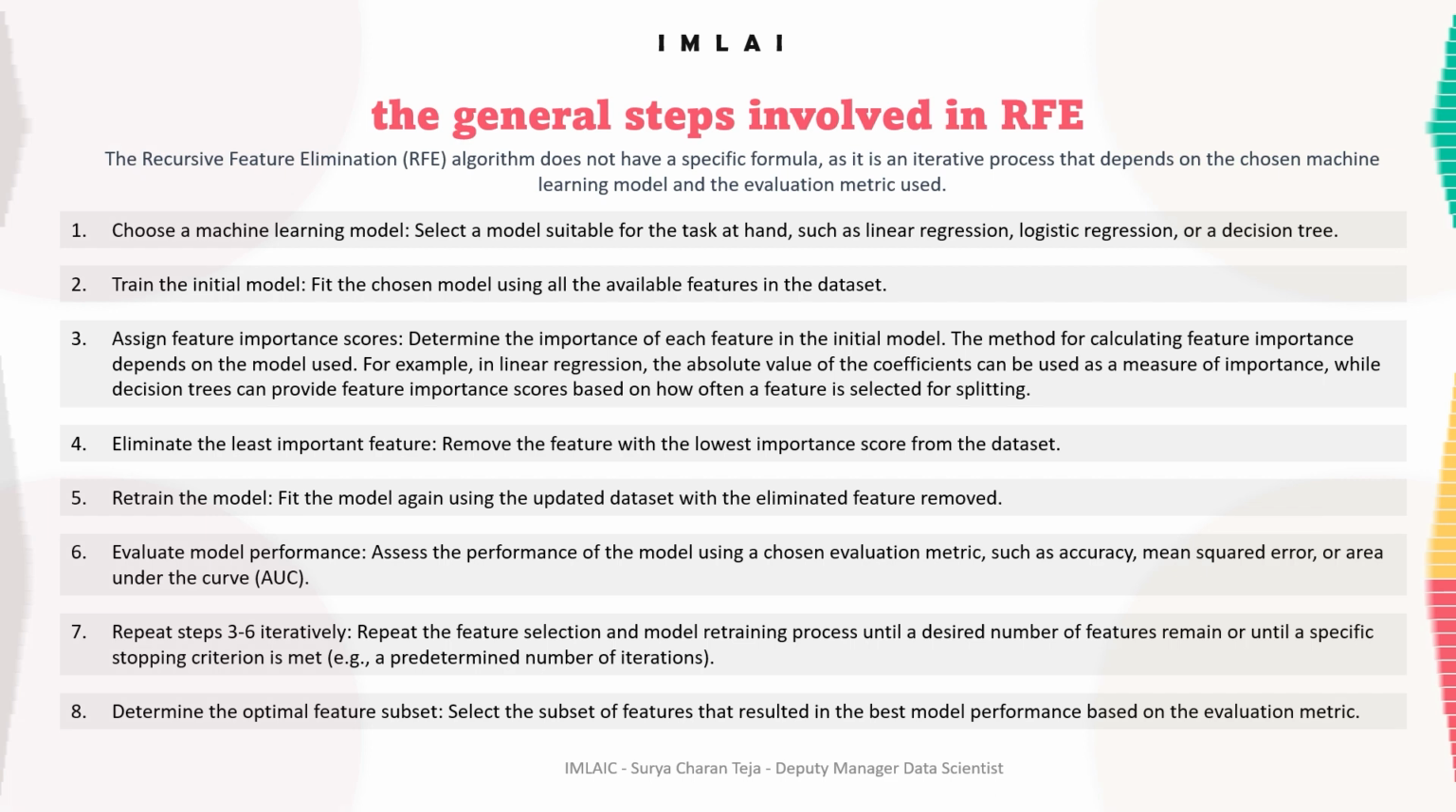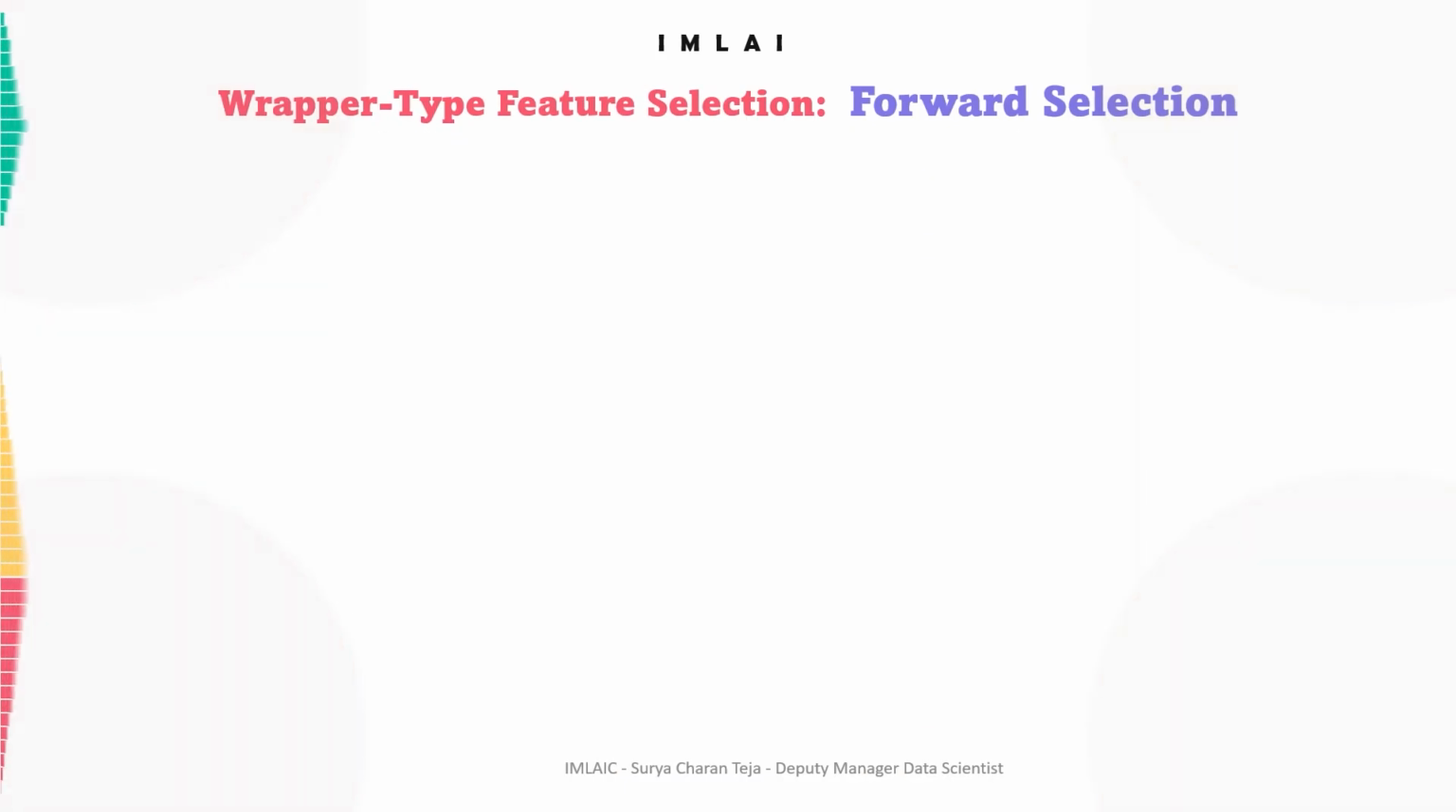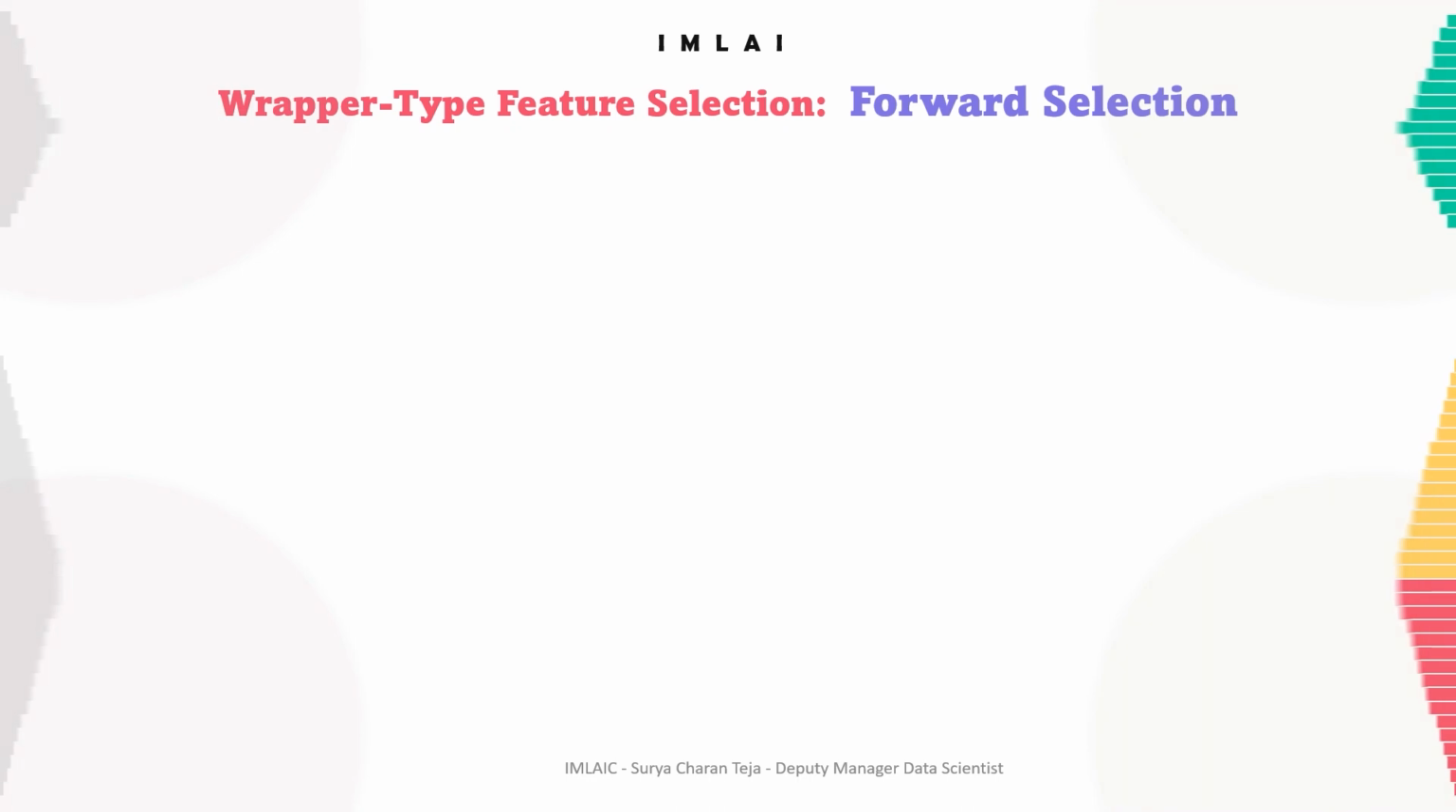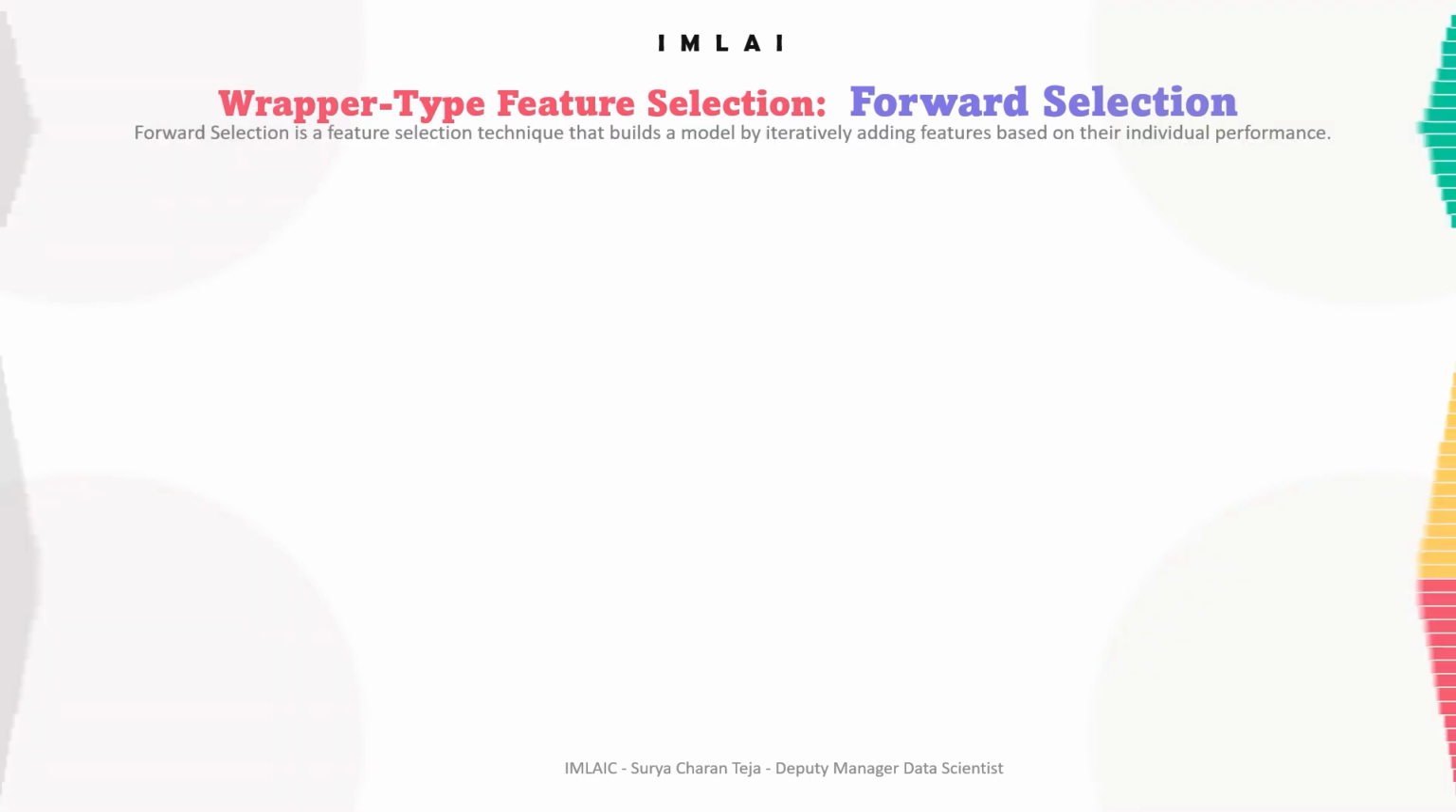Now let's look into another algorithm that we have in wrapper type feature selection. That's forward selection. Forward selection, a wrapper type feature selection method, is a feature selection technique that builds a model by iteratively adding features based on their individual performance. So let's have a detailed explanation of forward selection.